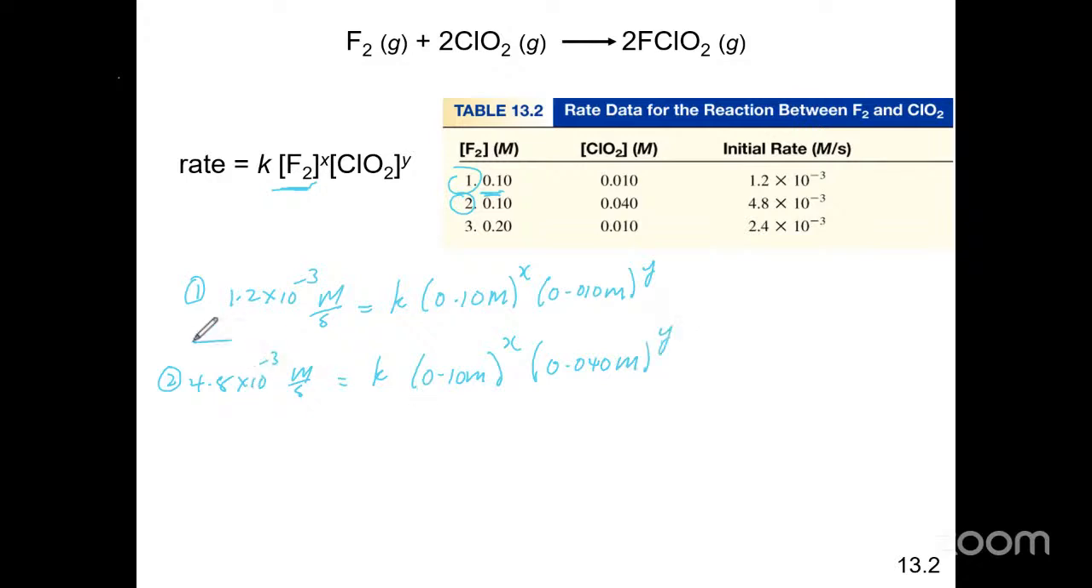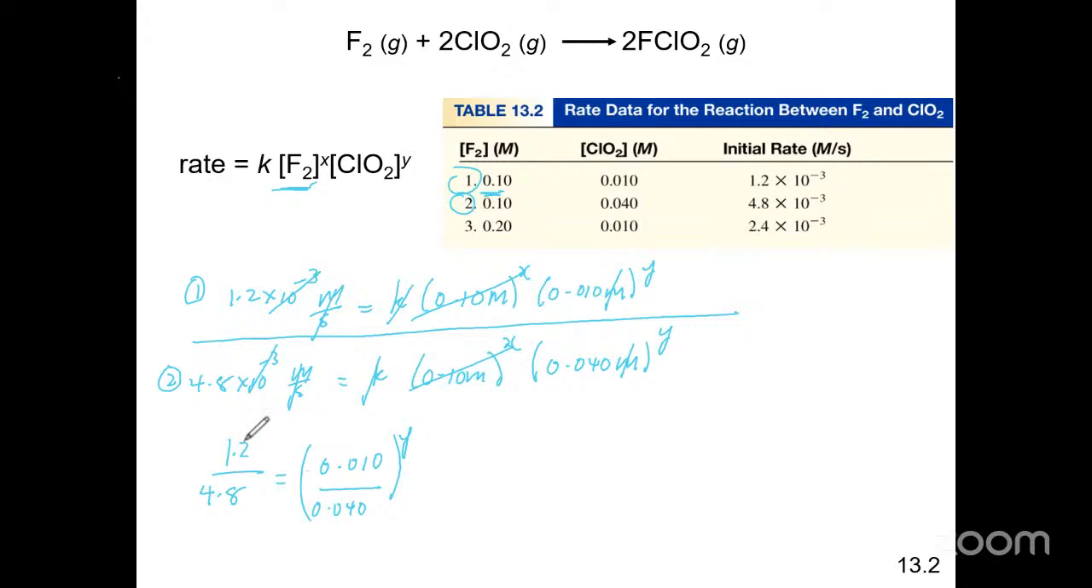So the next step is to divide the top line by the bottom line and cancel out those items which can be canceled out, like the 10 to the minus 3 here and here, the units here, the k's here. This will cancel out with this. So basically you're going to be left with 1.2 over 4.8 equals 0.010. Oh, by the way, the M's will cancel out here and here as well. So you're going to get 0.010 divided by 0.040, and all of this will be raised to the y. So the 1.2 divided by 4.8, you can see that is equal to 1 over 4. This here is also equal to 1 over 4 raised to the y power.